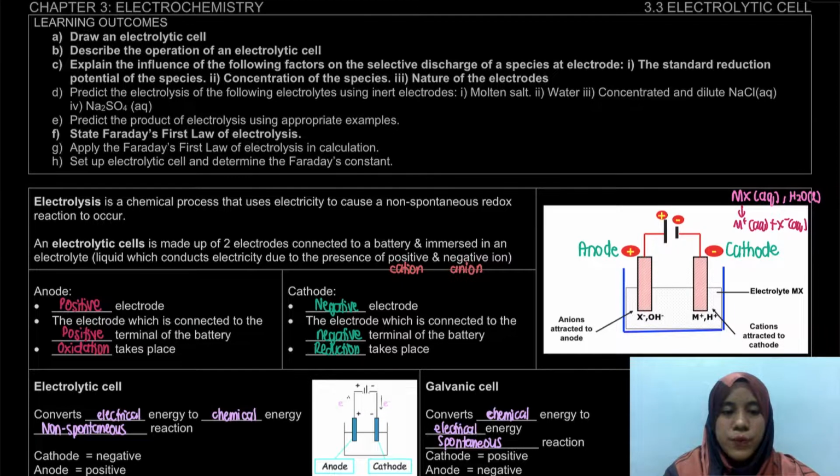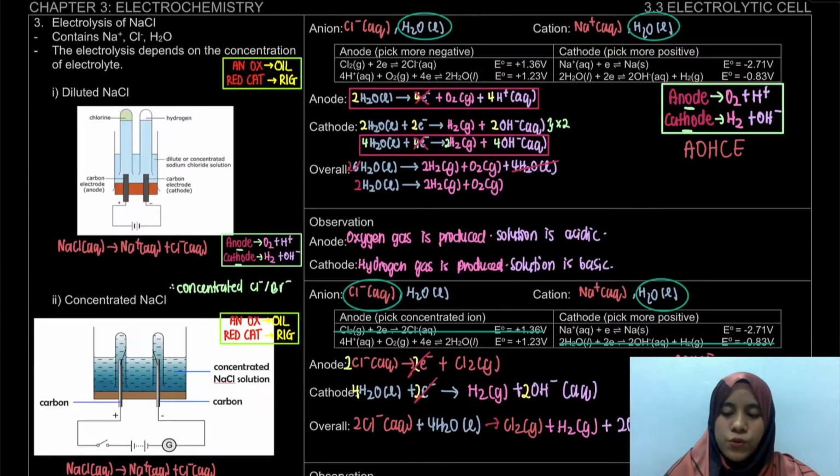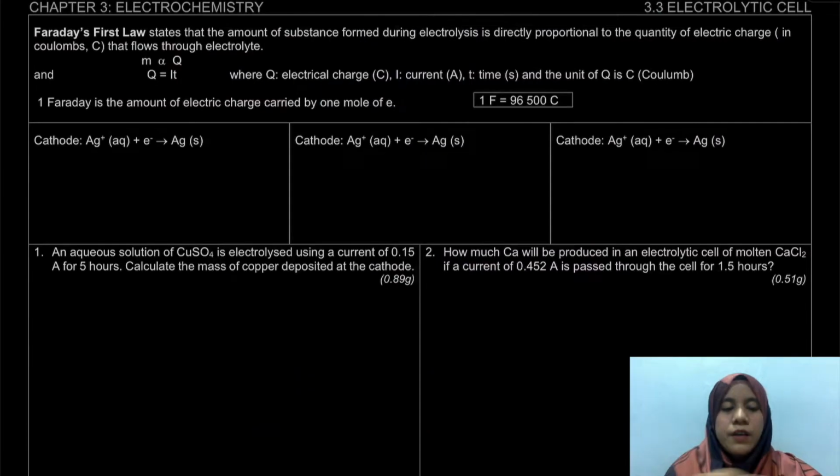In this video, we will learn to state Faraday's first law of electrolysis and apply it in calculations. So on your notes, you'll be on page 18. Here it mentions that Faraday's first law states that the amount of substance formed during electrolysis is directly proportional to the quantity of electric charge in coulomb that flows through the electrolyte.